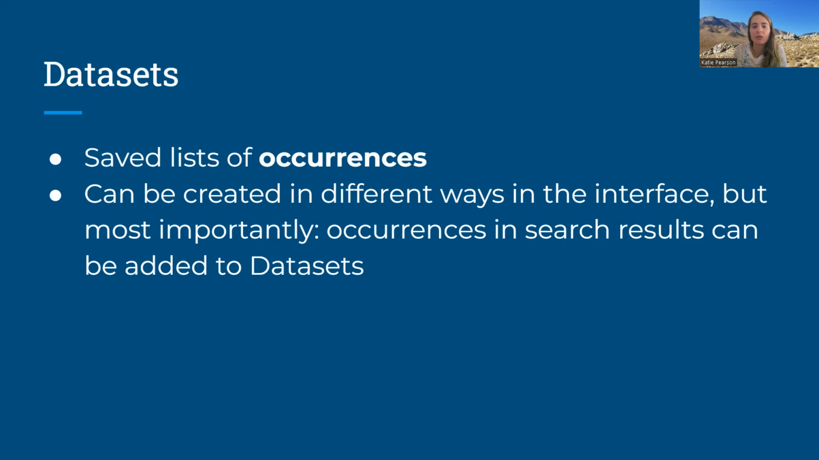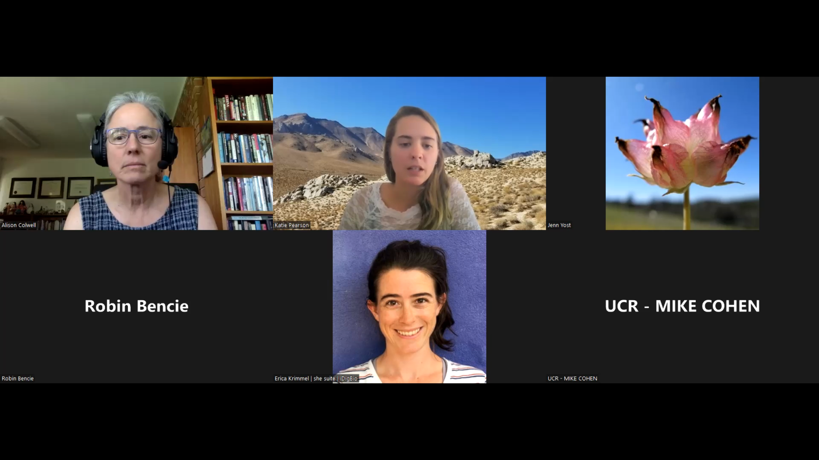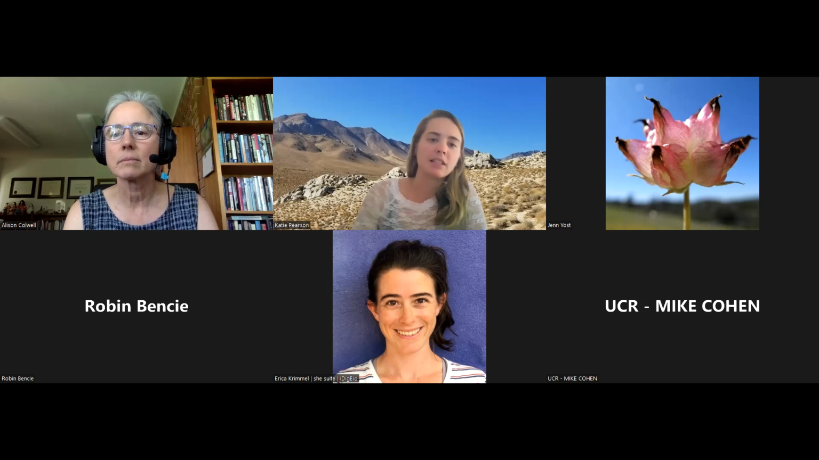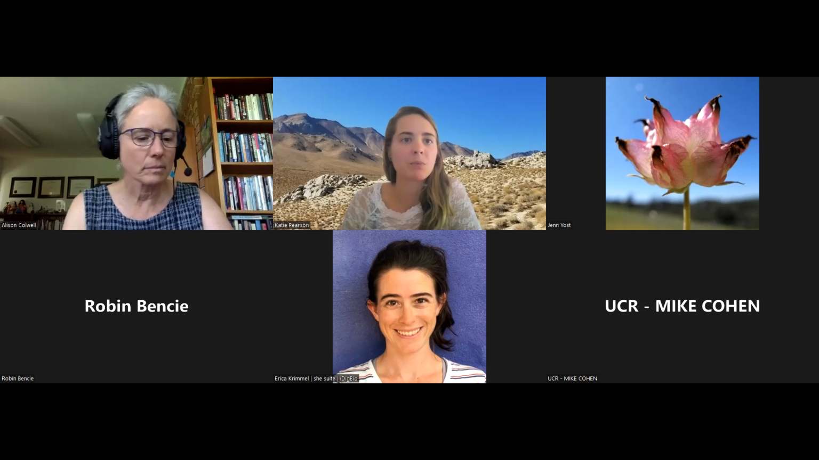Datasets can be created in different ways, but what you will most likely create datasets from is search results. So to create a dataset, which is a saved list of occurrences, like all of a certain specimen or certain type of specimen, those will be put into a dataset from a search. Let me just go ahead and do this live and show you how this works.